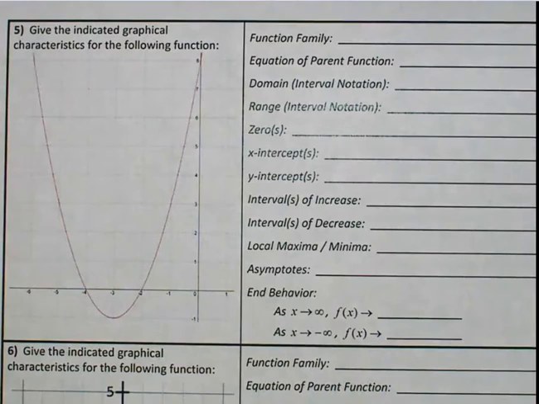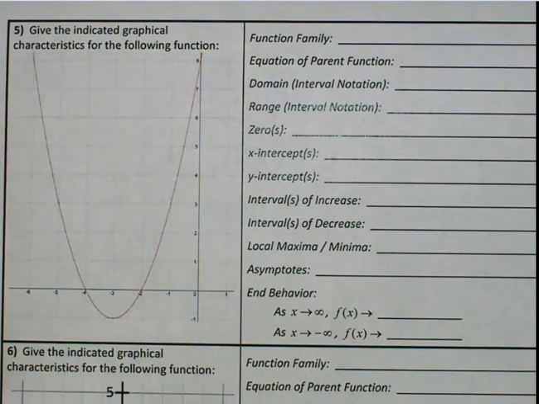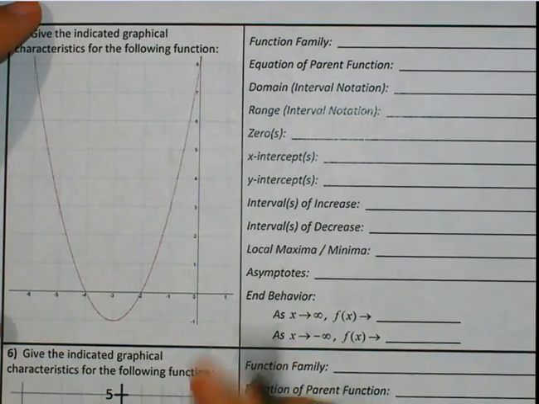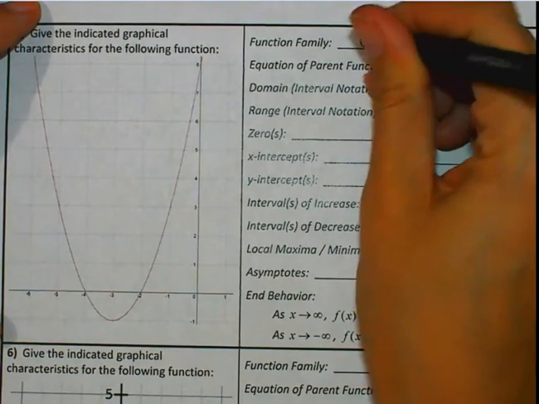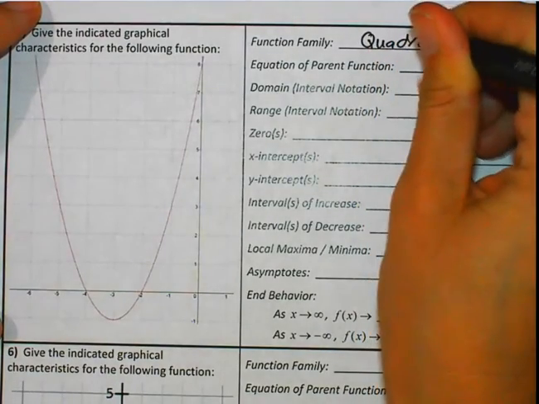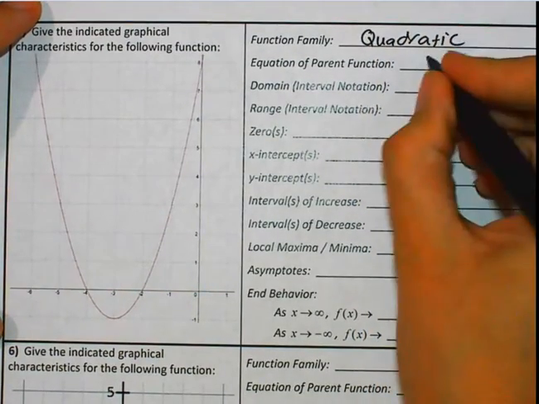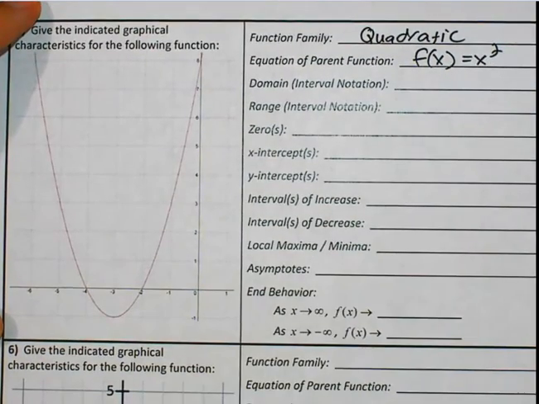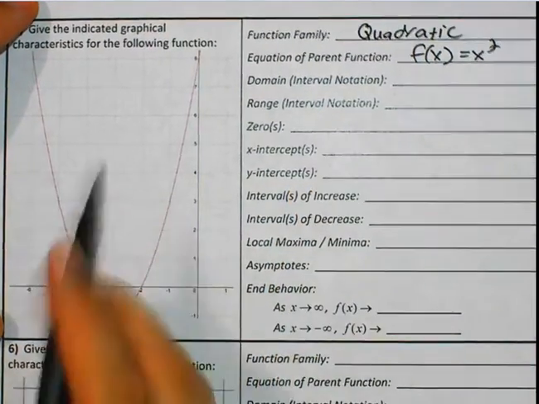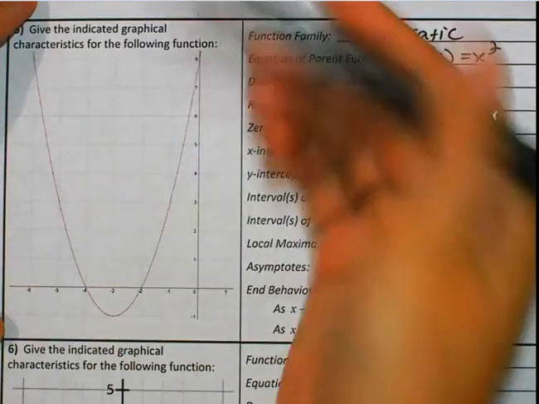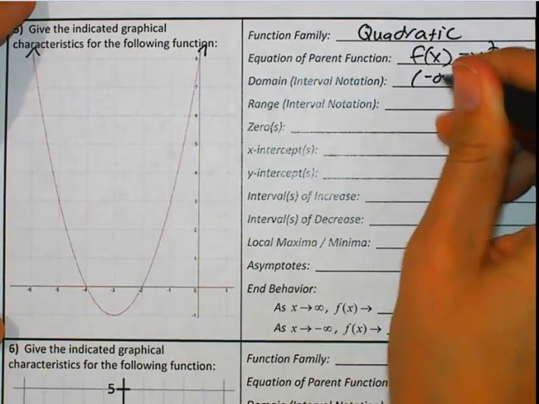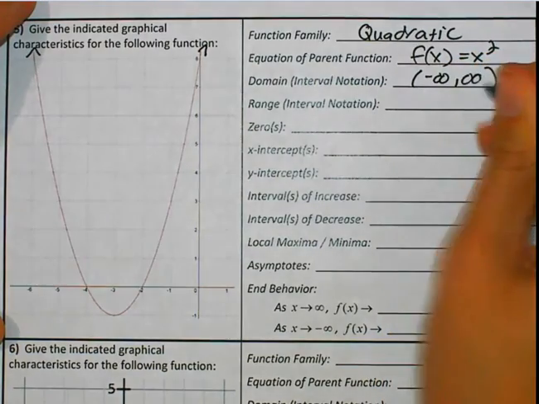Okay, so given the indicated graph, give the indicated graphical characteristics for the following function. So function family, it is a U shape, so it's a quadratic. The parent function we know is f of x equals x squared. The domain, okay, so from left to right, we know that this graph is going to keep going. Okay, so it's -infinity to +infinity.